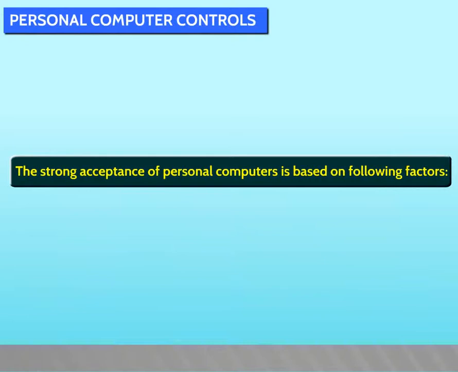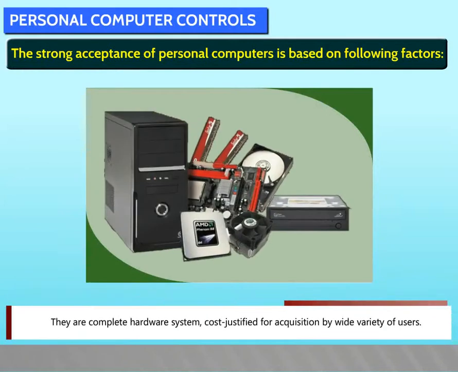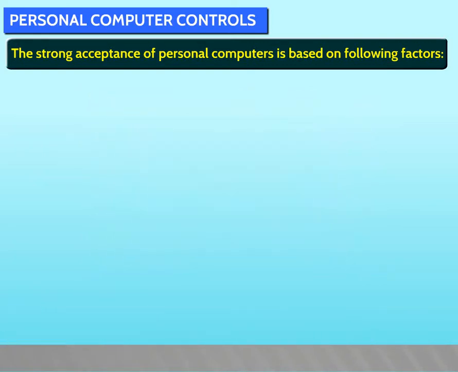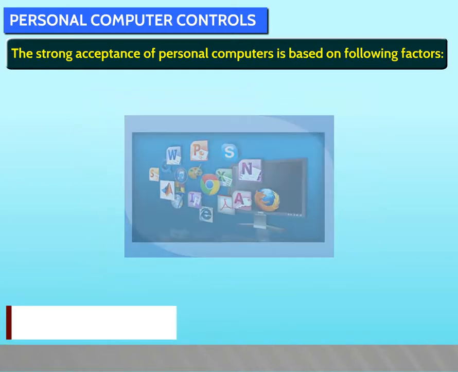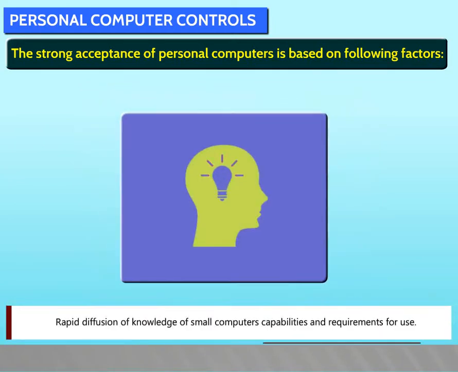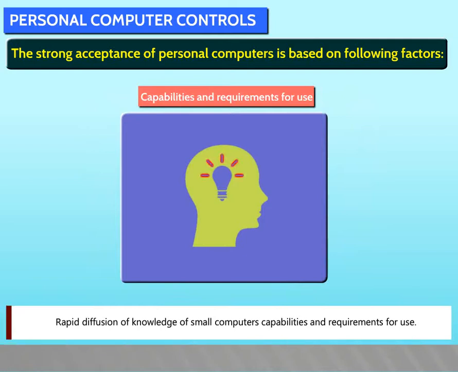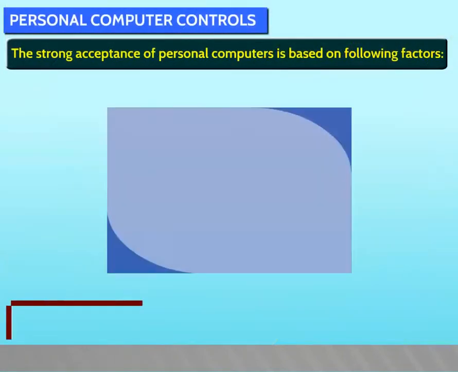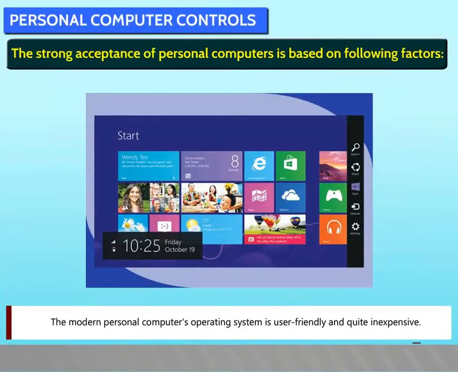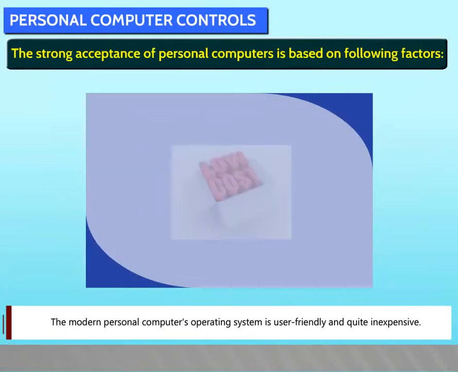The strong acceptance of personal computers is based on the following factors. Their complete hardware system, cost justified for acquisition by a wide variety of users. They support software that made creation of new programs relatively easy. Rapid diffusion of knowledge of small computers' capabilities and requirements for use. The modern personal computer's operating system is user-friendly and quite inexpensive.